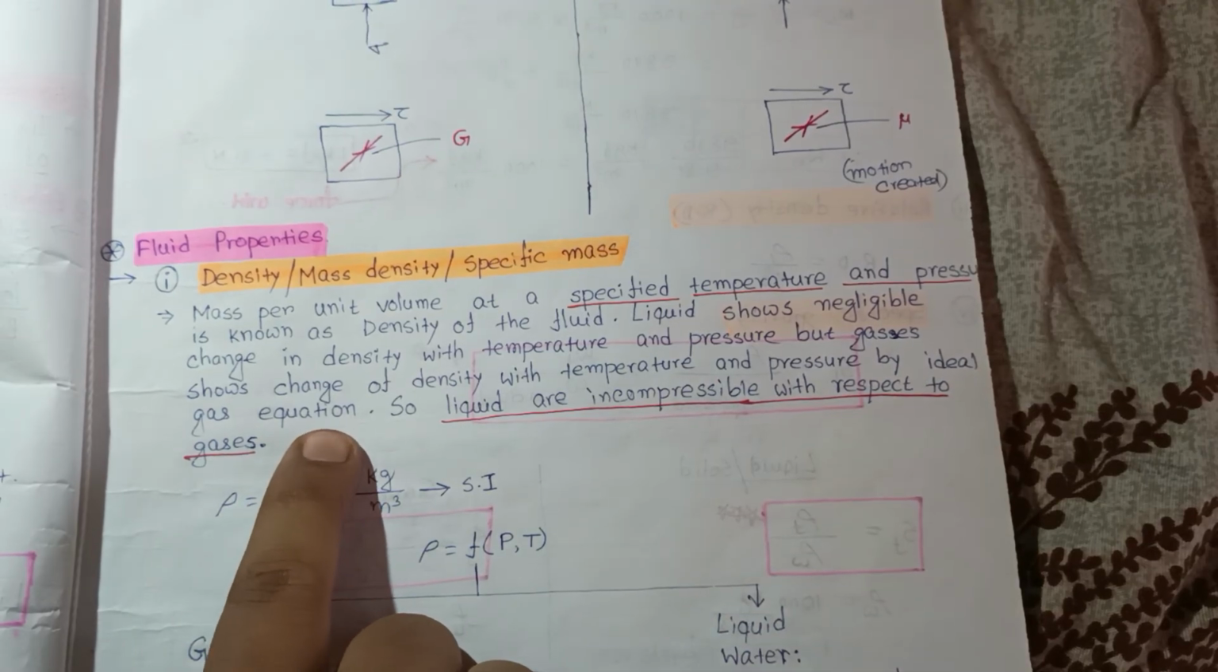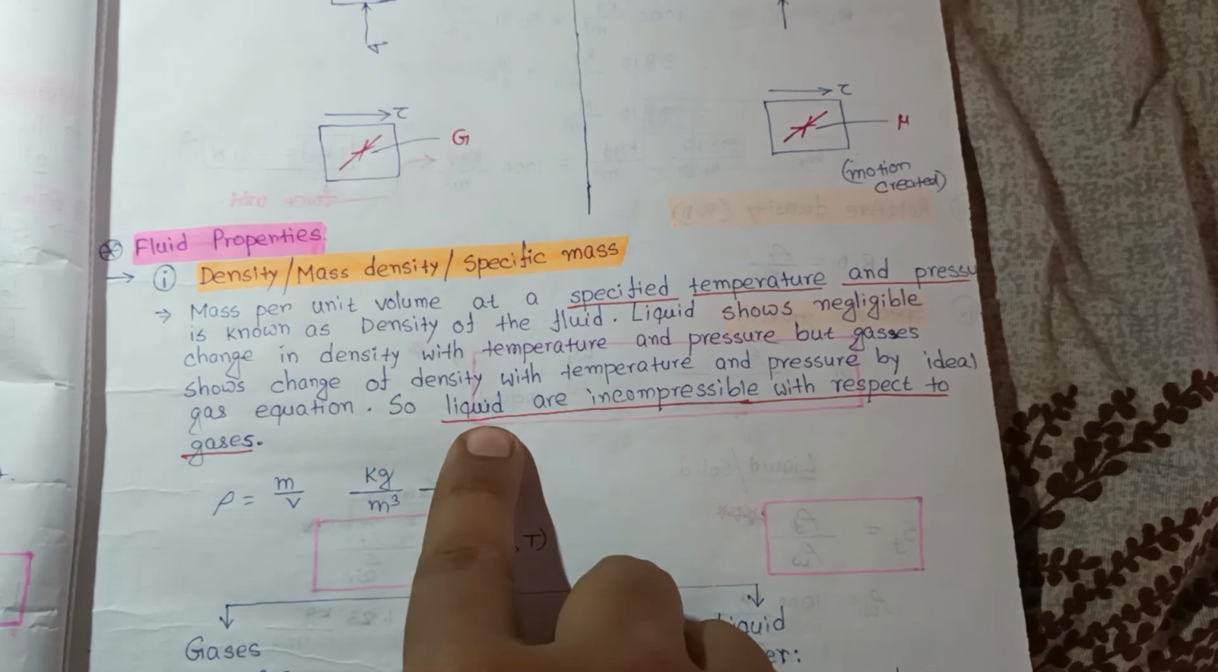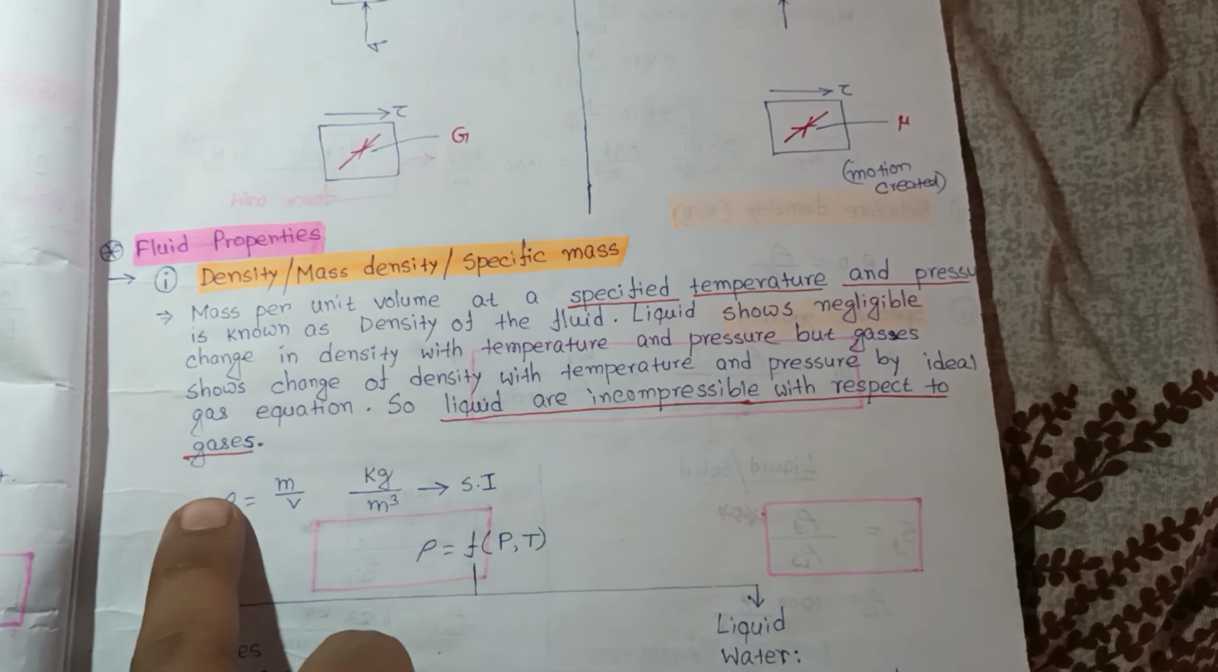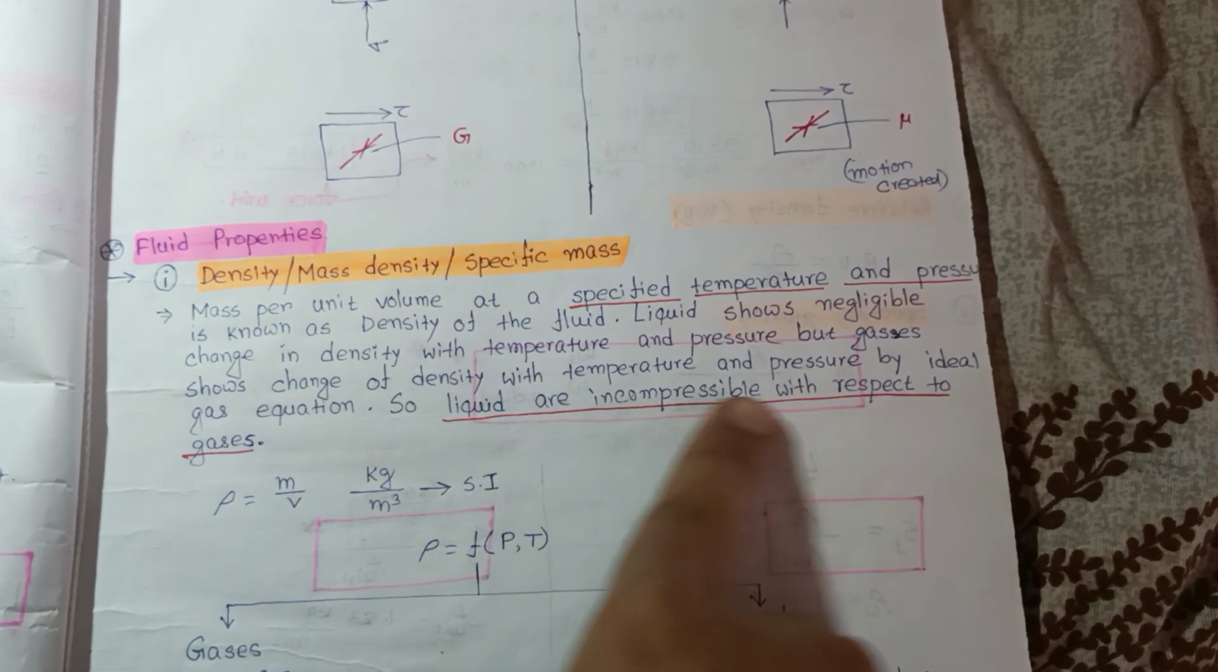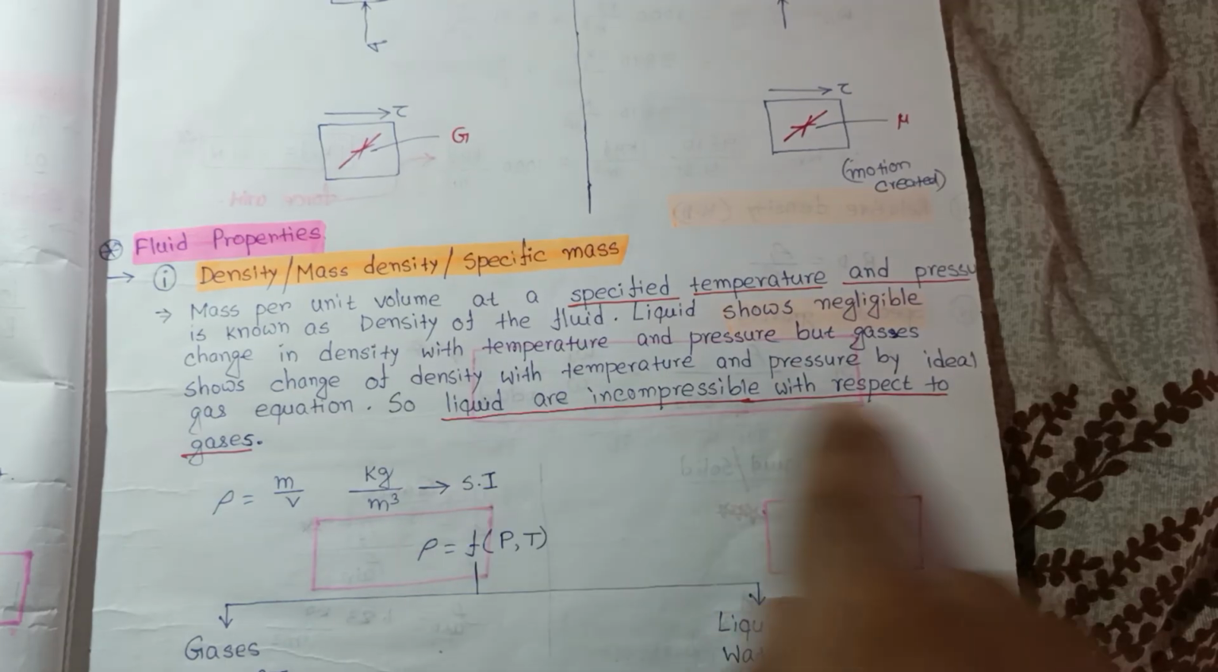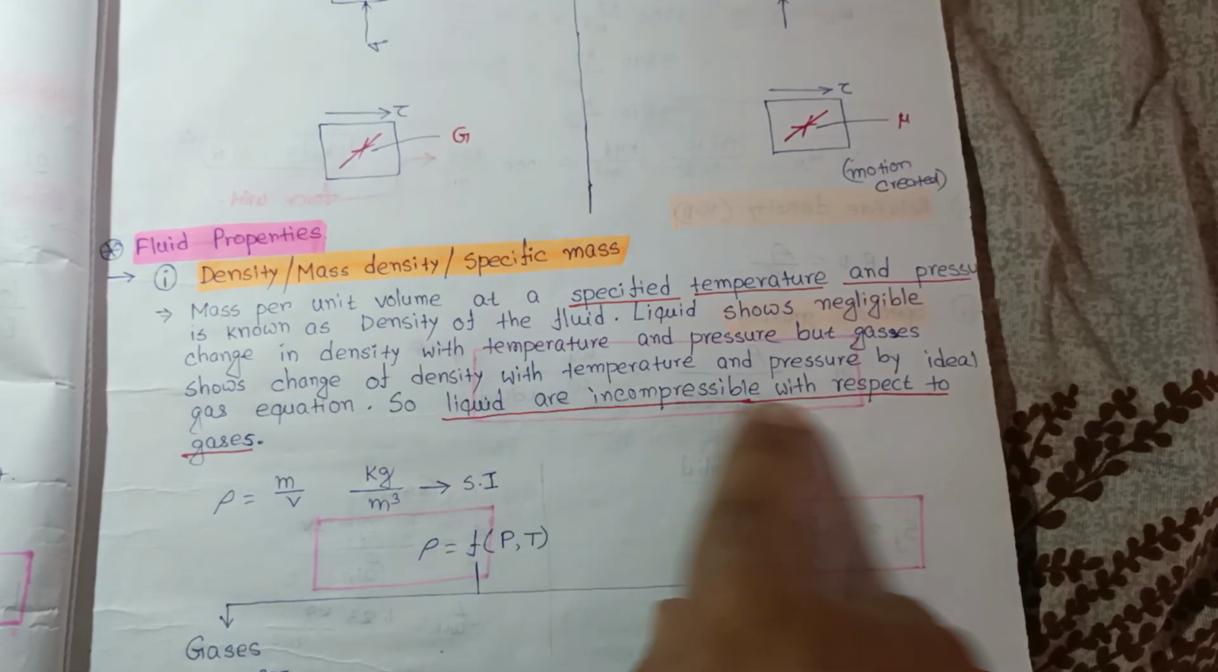So what is the ideal gas equation? That is PV equal to mRT. Liquids are incompressible with respect to gases. Okay, so liquids are incompressible with respect to gases. This is very important.